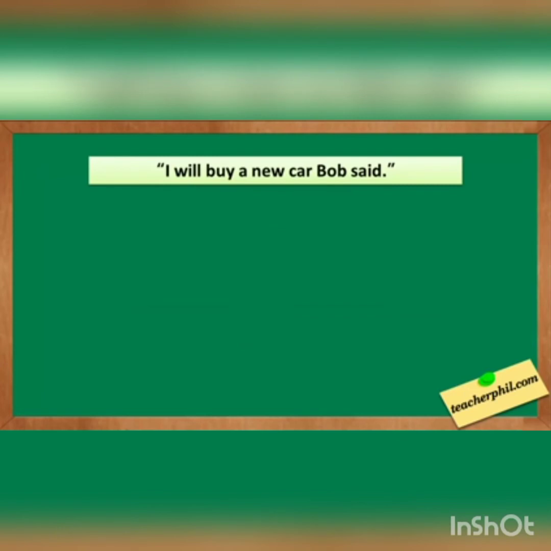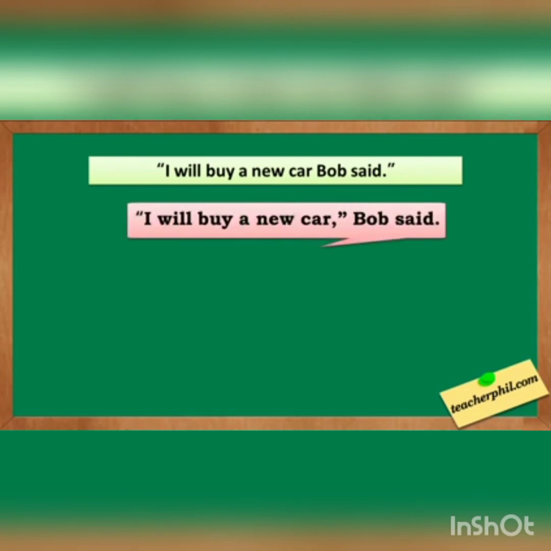The next one: I will buy a new car, Bob said. The answer is, "I will buy a new car," Bob said. The quotation marks should be at the start of the sentence and after the word "car," because those are the speaker's words.